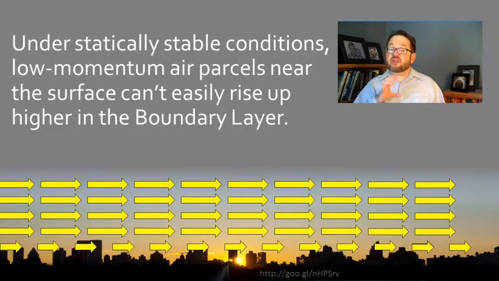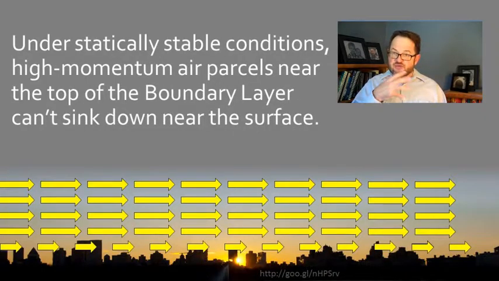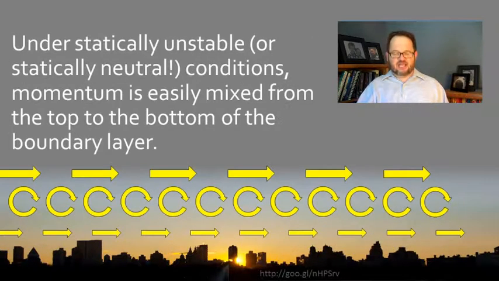If the boundary layer is statically stable, it's really hard to take the air parcels that are down near the surface with so little momentum and bring them up higher in the atmosphere to slow down those winds in the boundary layer. And under those same stable conditions, those higher momentum air parcels that are up high in the atmosphere are really hard to bring down to the surface. They all want to stay at their own altitude. So under statically stable conditions, we're going to see a certain kind of wind profile where the winds are going to be really weak at the surface, but once you get away from the surface, the winds will actually be fairly strong.